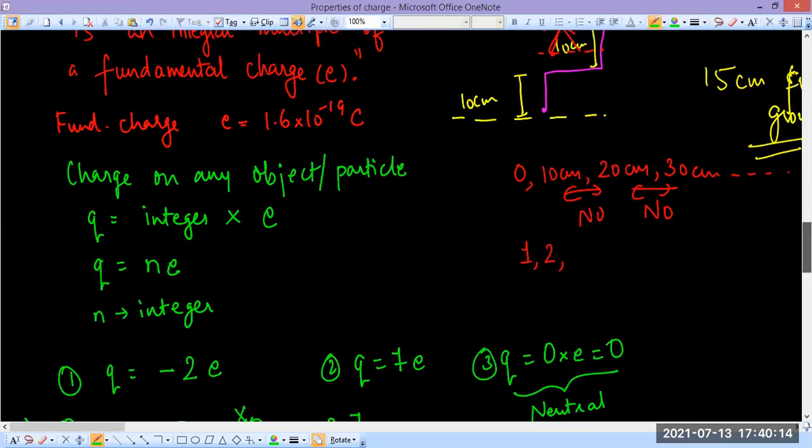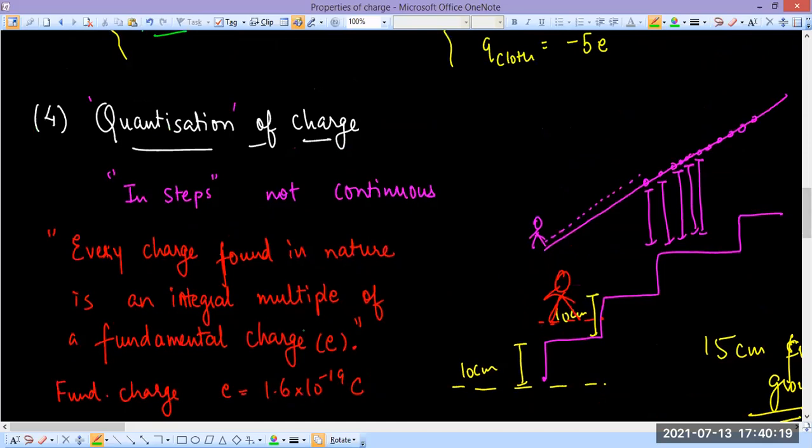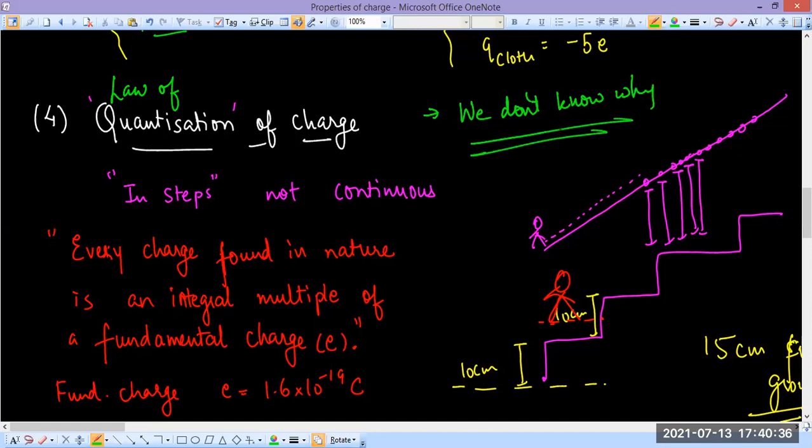Now you might have a question: how do we know that there is such a law? Actually, this is called the law of quantization of charge, but you can also call it quantization. So there is a law of quantization of charge. The truth is that we don't know why. The truth is nobody knows why there is such a thing.